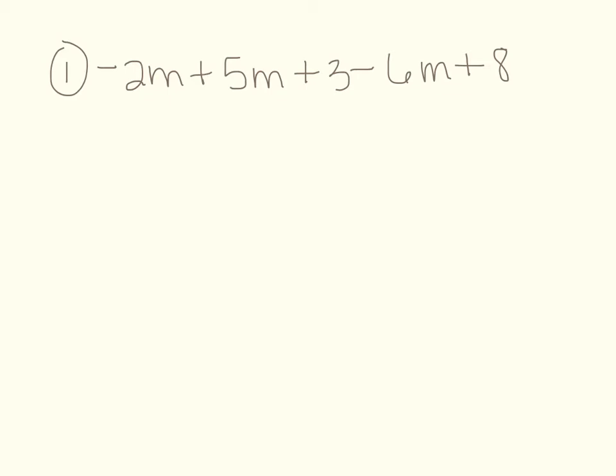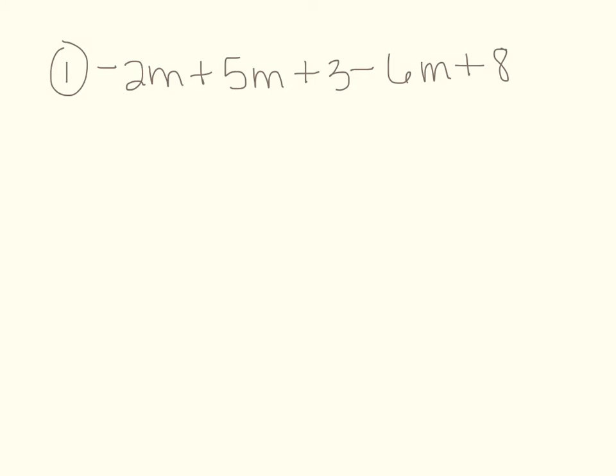Let's say that I give you this problem. This is negative 2m plus 5m plus 3 minus 6m plus 8. Let's say that I give you this problem and ask you to simplify. When I ask you to simplify, what I'm asking you to do is put all like terms together. I want you to put all like terms together and simplify this as much as possible.